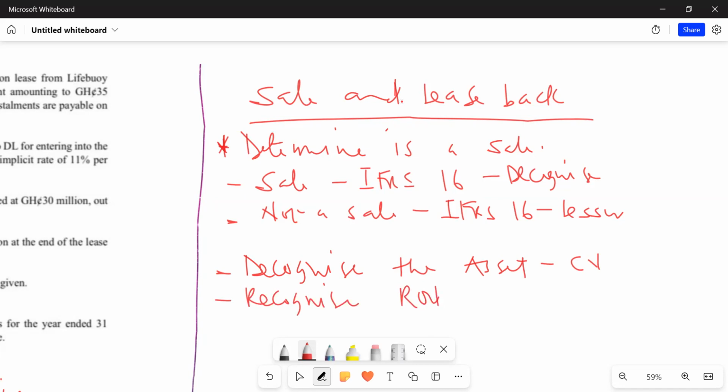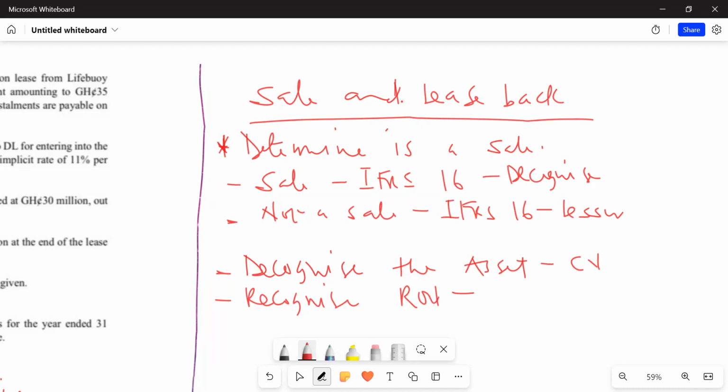How do we recognize the right of use? We look at how to calculate the right of use. The carrying value of the asset is this amount, the present value of the minimum lease payments is this one, and the fair value of this.